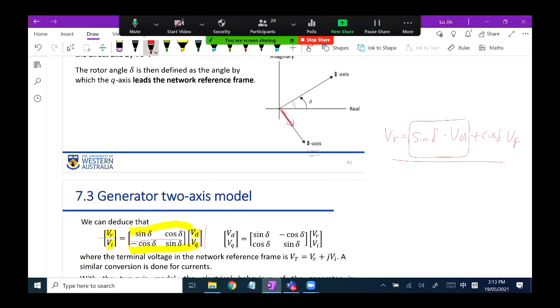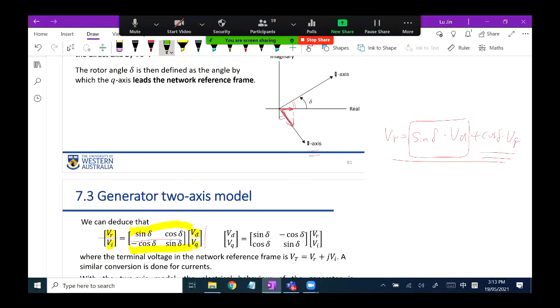Delta is given here, but delta is also the same as this angle. So the VD component multiplied by sine delta is actually giving you this horizontal component. This comes from the VD component. The latter one, VQ, by cosine delta. VQ is the component along the quadrature axis.